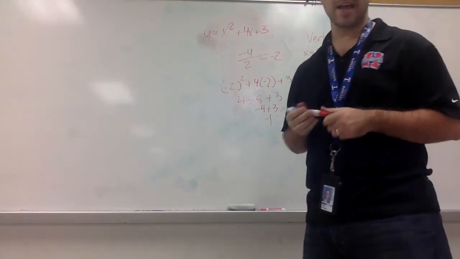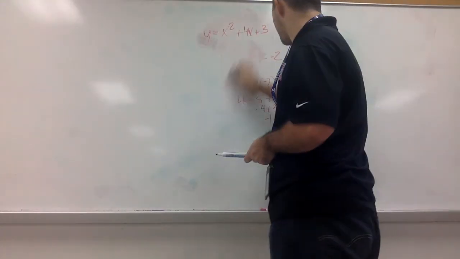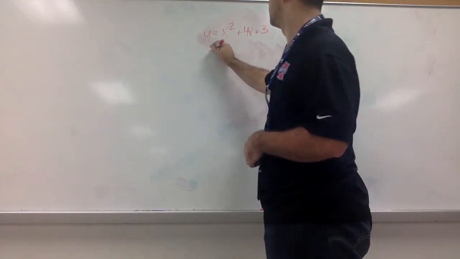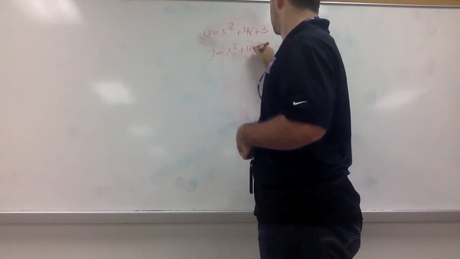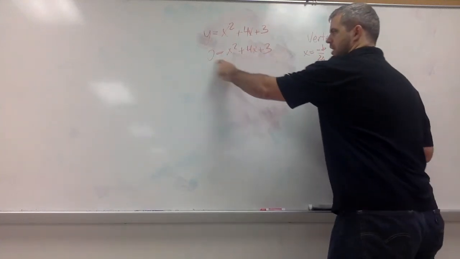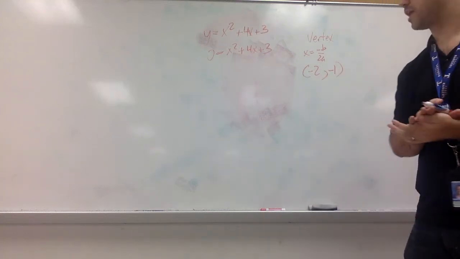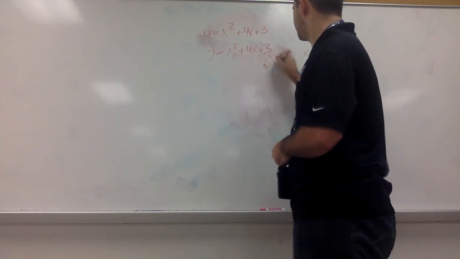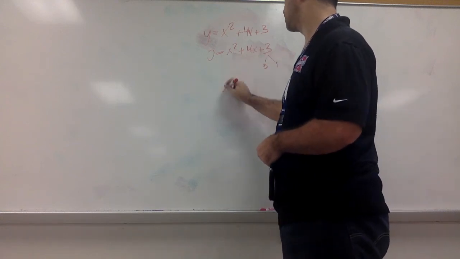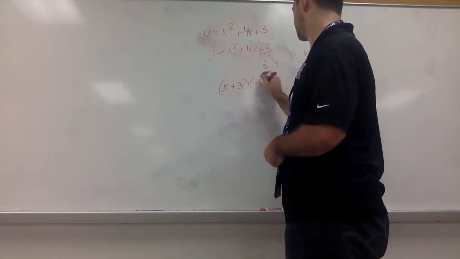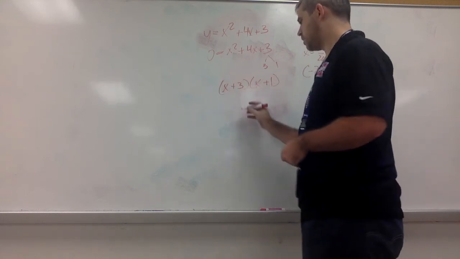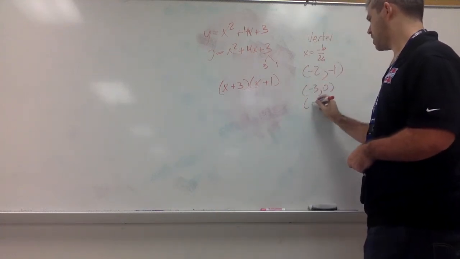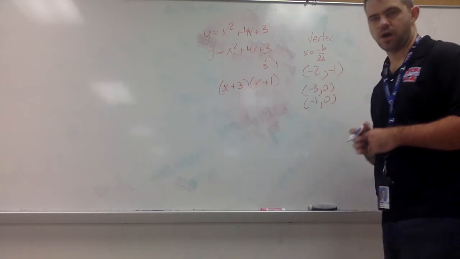Next thing it asks us for is x-intercepts. Now, if it intercepts the x-axis, that means the y is 0. Okay, so I set y equal to 0, and I solve for x. Now, this is a nice one because I think this factors here. 3 times 1 adds up to 4. So I wind up getting negative 3, 0, and negative 1, 0 are my x-intercepts.